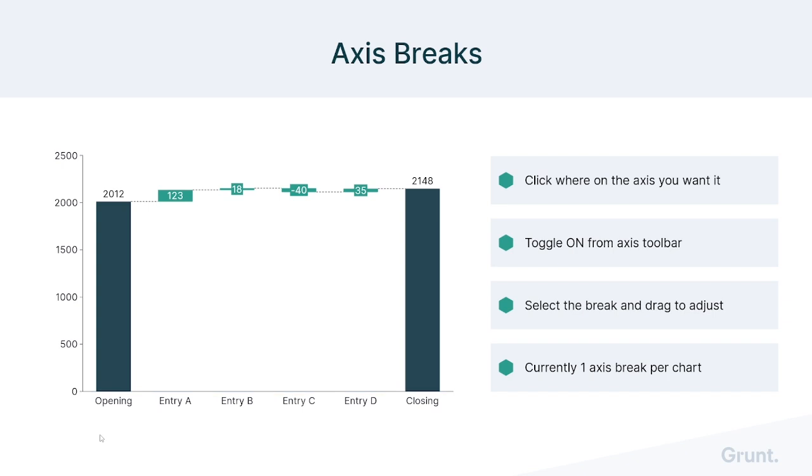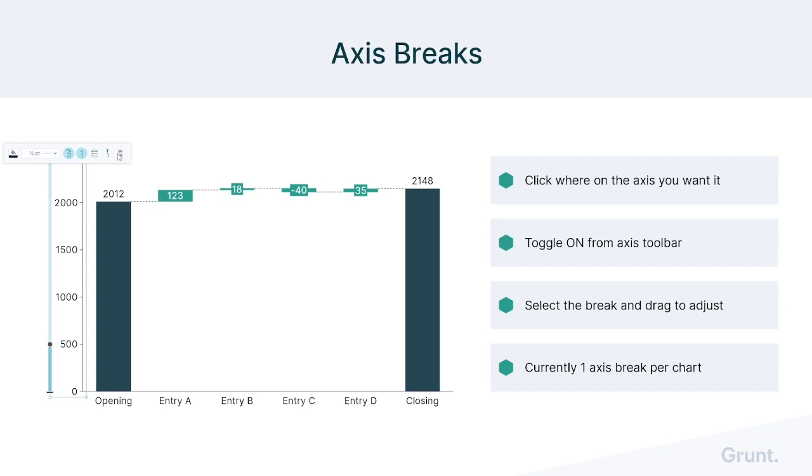Last couple of things to note. If you click on the axis above the range of the chart data, you'll see that the axis break option is disabled and grayed out. That's just because it doesn't make any logical sense to add a break there, so it won't let you.